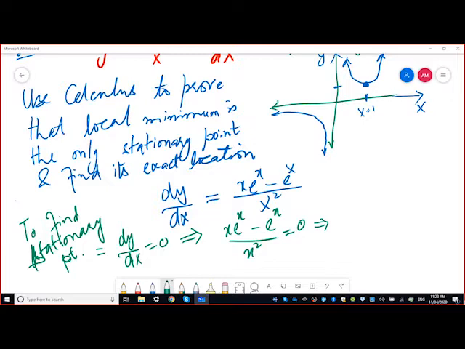Then multiply. Now it has x e^x minus e^x equal to 0. Yes, you got that, because we have multiplied it through. And can we solve it further from here?